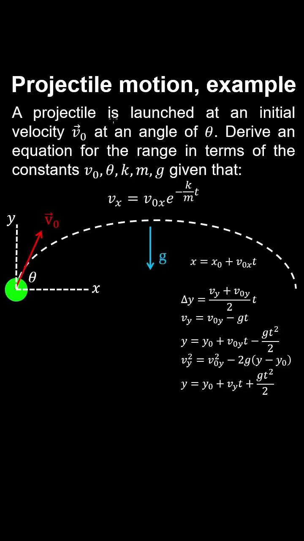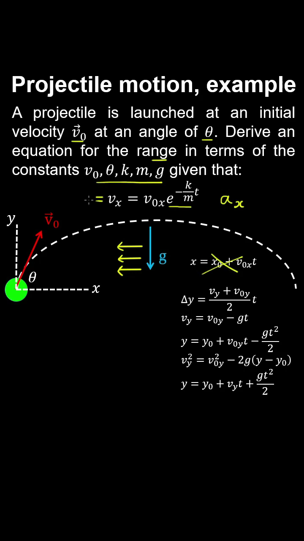A projectile is launched at an initial velocity and an angle theta. Derive an equation for the range in terms of the following constants, given that the velocity is nonlinear. And you may recognize this exponential decay as drag in the horizontal direction. So here we're accounting for horizontal wind resistance. So therefore the acceleration is also non-uniform, and this kinematic equation in the horizontal direction does not apply.